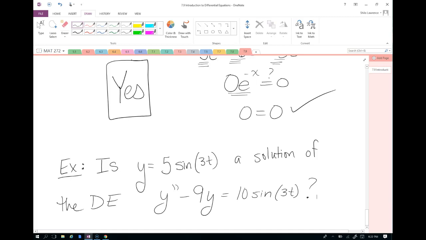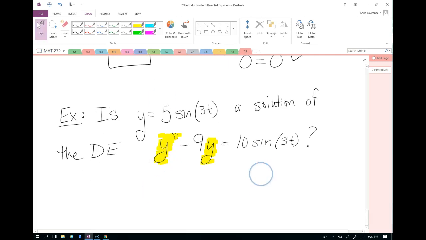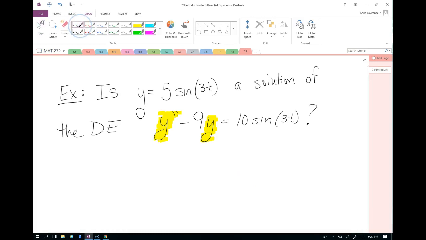Before you start plugging things in, scan your differential equation and look to see what you need to do this problem. We need the original y, which was given, so that's good. We also need y double prime, the second derivative. We're not ready to plug in until we have our second derivative. We don't need our first derivative, but if you remember from Calc 1, you really can't get your second derivative without getting your first derivative.